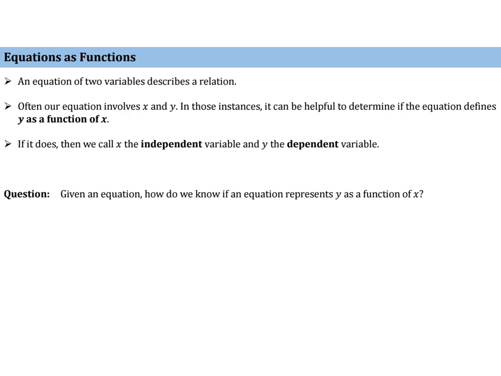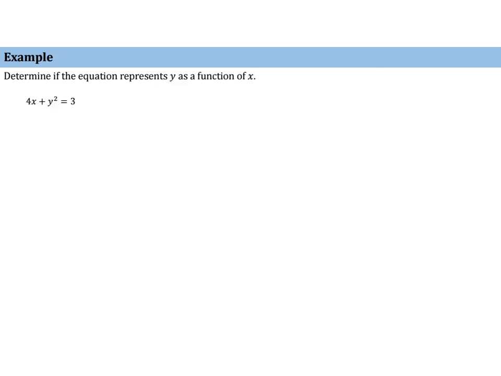So suppose we have an equation in front of us that involves x and y. How do we know if y is a function of x? If, whenever you look at the equation, the input x is only assigned to one output. So let's take a look at an example. Here we have an equation that involves x and y. The question is, does y represent a function of x?